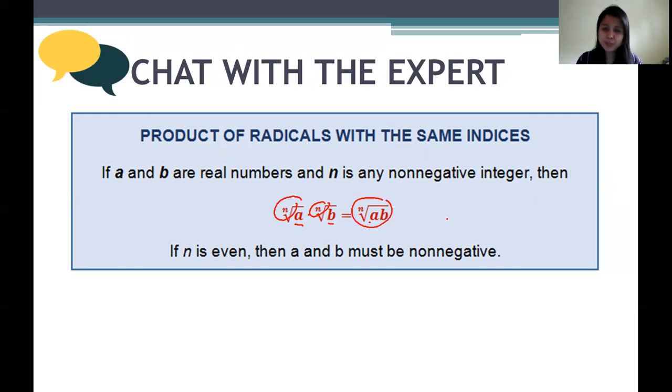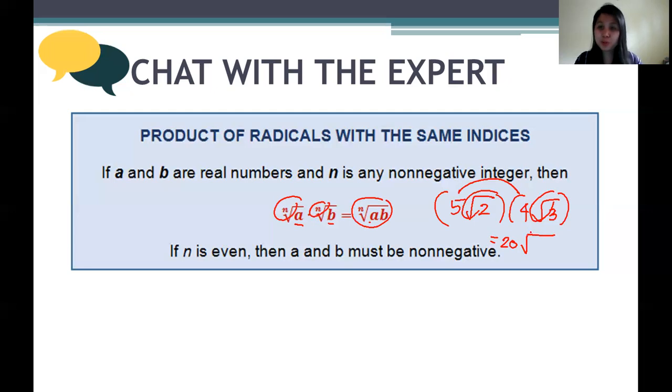Ma'am, what will happen if there is a number outside? Like, for example, 5 square root of 2 times 4 square root of 3. What will you do with that? You multiply the whole numbers outside. 5 times 4 is 20. Same index, right? 2. So square root. Then multiply the radicands inside. 2 times 3. So we have 6. Our answer is 20 square root of 6.